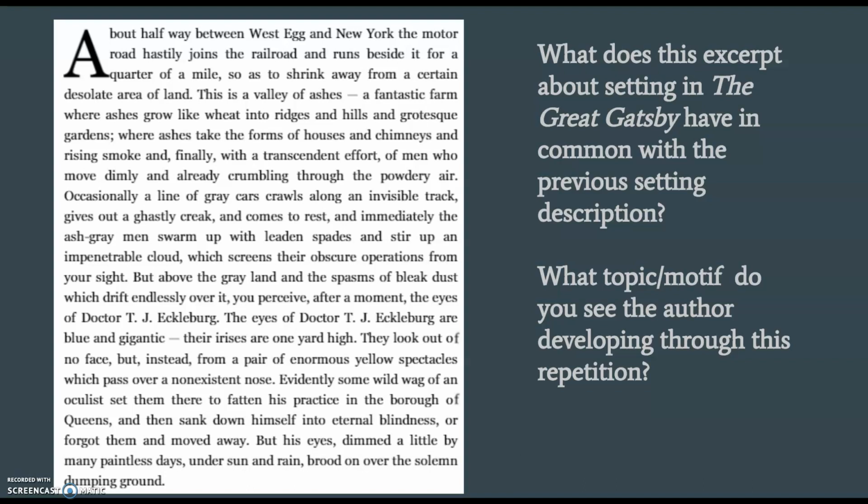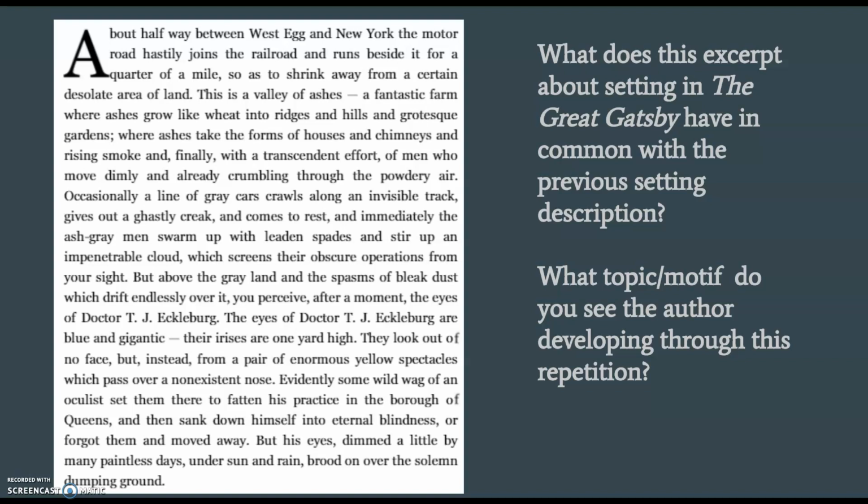About halfway between West Egg, and that's where Gatsby and the narrator live, and New York, the motor road hastily joins the railroad and runs beside it for a quarter of a mile, so as to shrink away from a certain desolate area of land. This is a valley of ashes, a fantastic farm where ashes grow like wheat into ridges and hills and grotesque gardens, where ashes take the forms of houses and chimneys and rising smoke, and finally, with a transcendent effort, of men who move dimly and already crumbling through the powdery air.